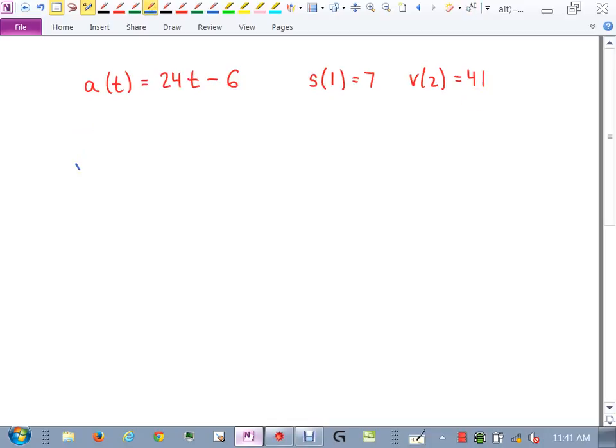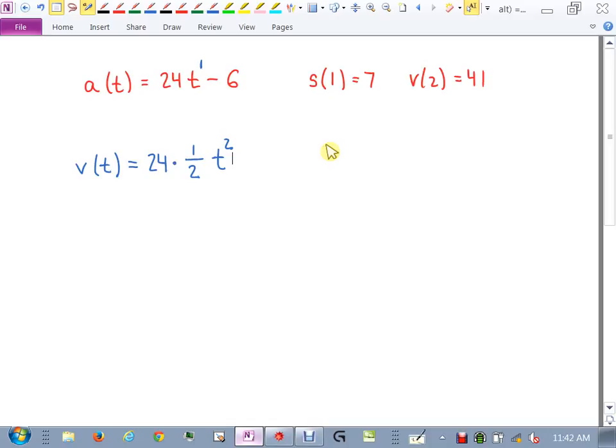So let's first go backwards and find my velocity. The velocity function should be the antiderivative of this, right? So what is the antiderivative of 24t? Notice we're using t not x, right? 24 comes out in front. Antiderivative of t to the first power. So you do the 1 over n plus 1. So 1 over 2 t to the 2. Right? We're adding 1.